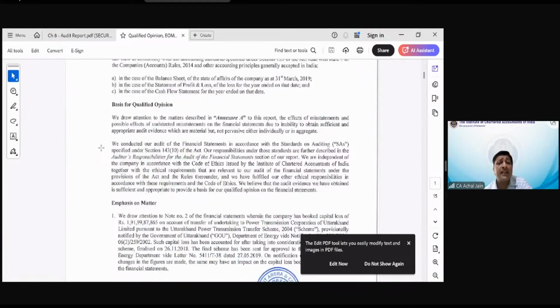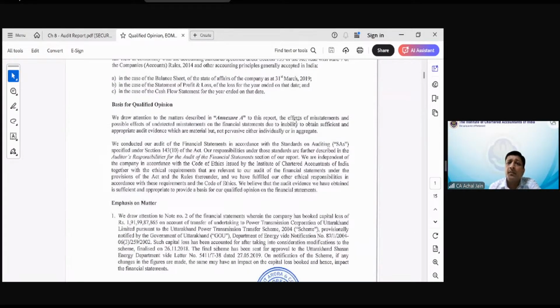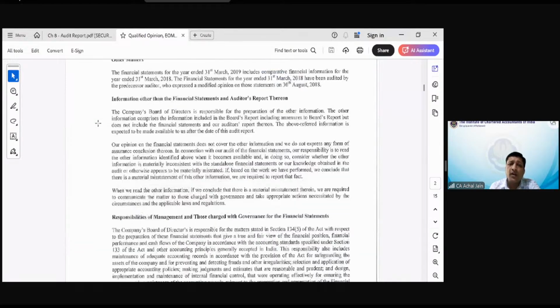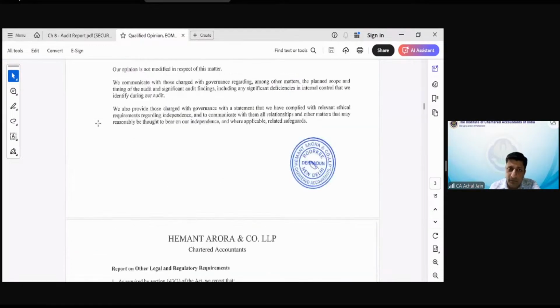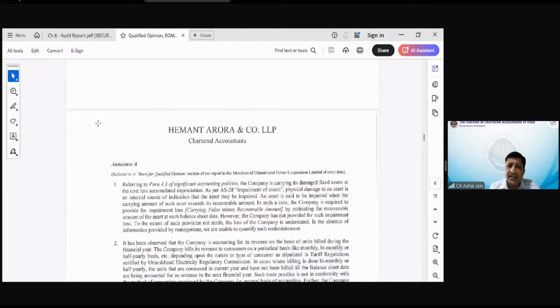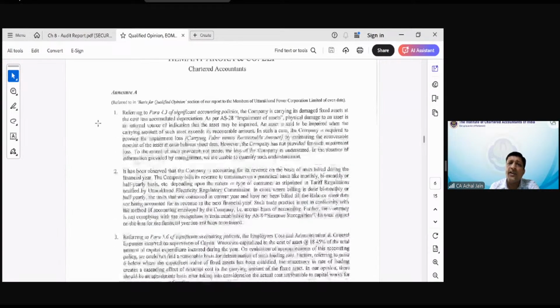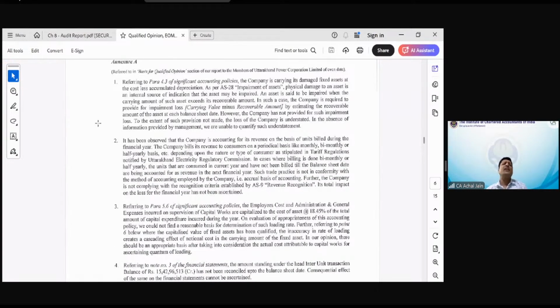Now, when you go look at this basis for qualified opinion section, therein auditor will explain this. He's saying we draw attention to the matters described in Annexure 1. Why? Because the possible effects of undetected misstatements, all of those are covered there. Now, in this case, it appears that there were a lot of errors. So that's why auditor was required to create an annexure. Generally, it will not happen.